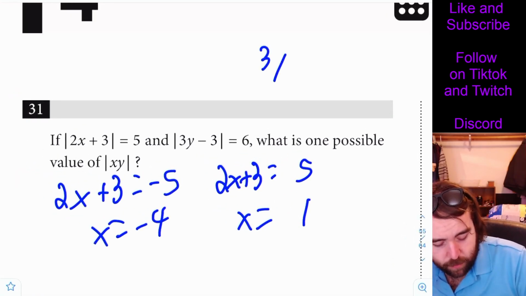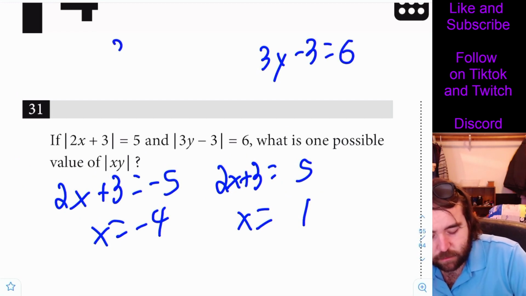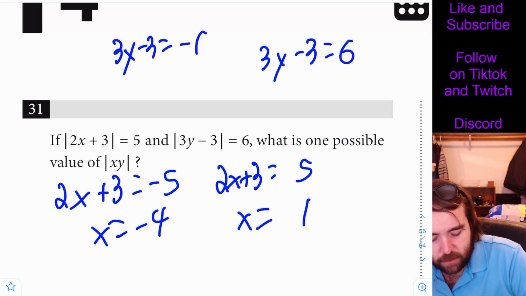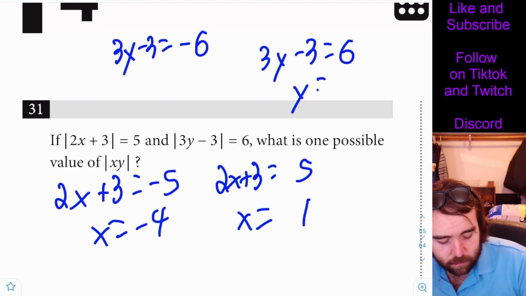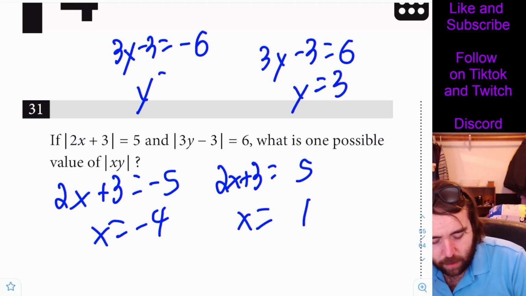So we'll go 3y minus 3 equals 6. 3y minus 3 equals negative 6. We'll go y equals 3. We'll go y equals negative 1.